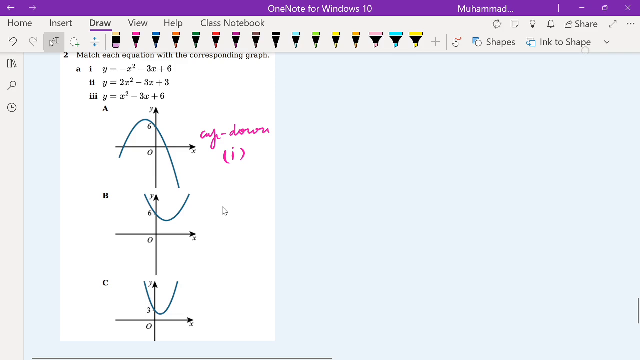There's no big calculation. Nope, it's the number 3. How do I know? Look at the y-intercept, 6. What's the y-intercept here? So the y-intercept is the same. That confirms which one this is. And the second one here with the y-intercept 3, you can see the 3 over here.